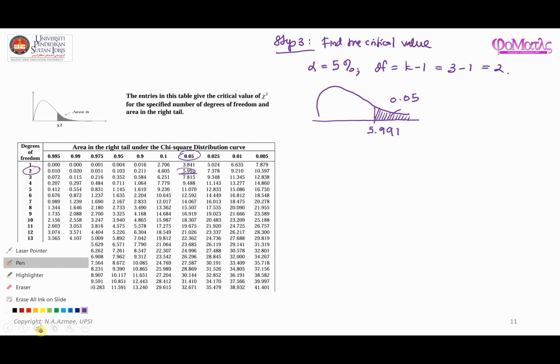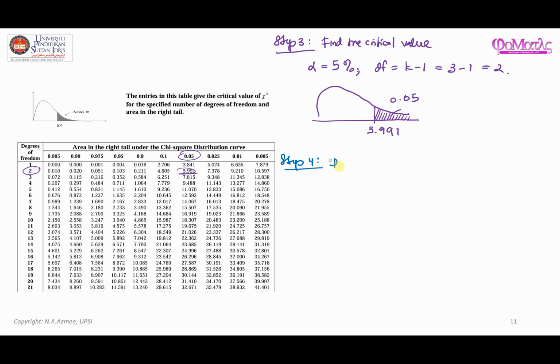Now, step 4, we are going to decide whether the null hypothesis should be rejected or not. So we're going to make some decision here. We will compare the test statistic with the critical value. The test statistic here is 9.232, and the critical value is 5.991. You can see the position of 9 is somewhere here, so it will be on the right side of this critical value. The position of the critical value is 5.991, so 9.232 will be somewhere here on the right side.